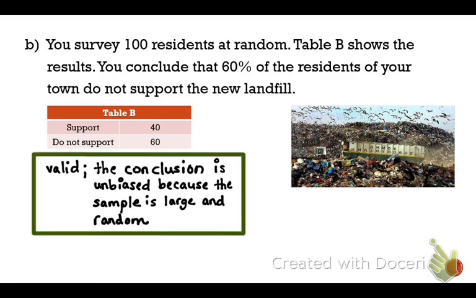At this point, it tells us up here at the top that it was at random, which is good. We always want something to be at random, okay? And then you want a large group. Here, they surveyed, you can see, 100 of the residents. That's a large group of people. So in order for something to be valid or unbiased, you want the sample to be large and random. All right, so go ahead and write that in for problem B.